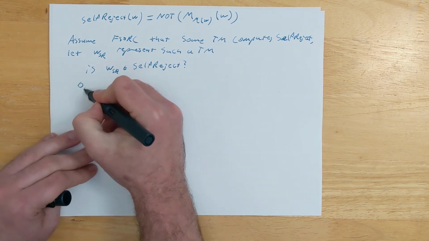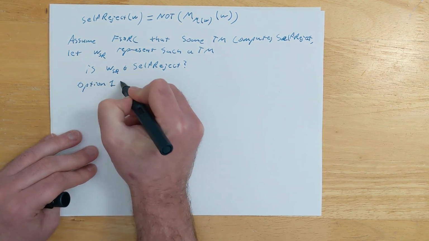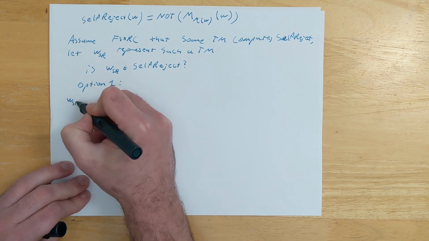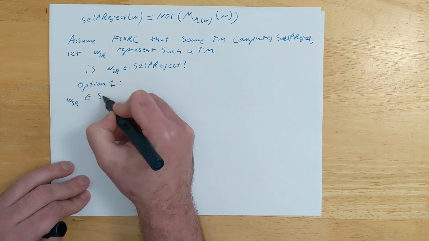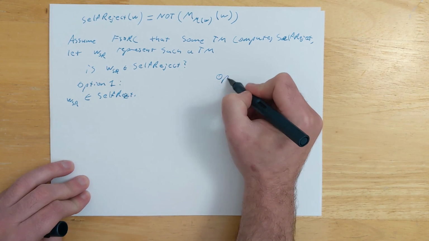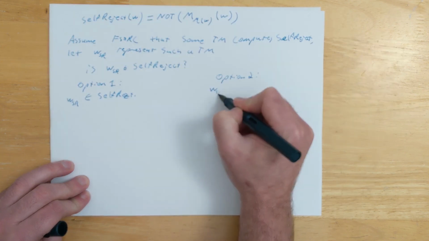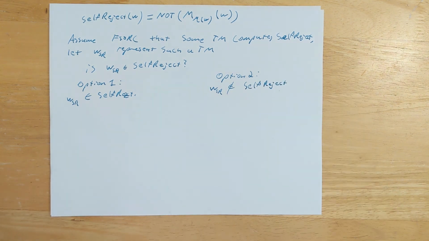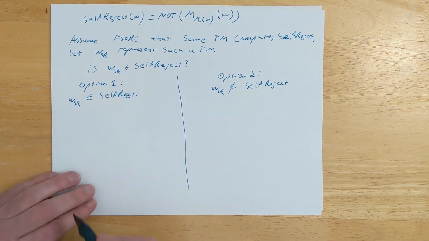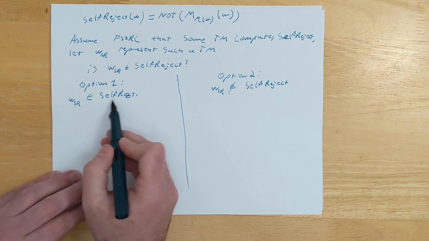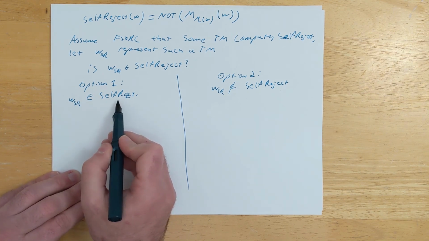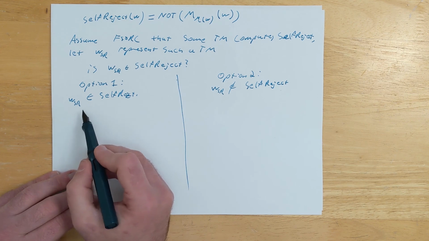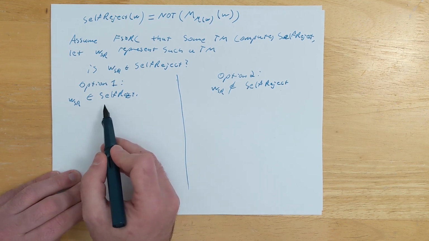Let's try to figure out what the answer should be. There are two options. Option 1 is that WSR does belong to self-reject. Option 2 is that WSR does not belong to self-reject. Let's consider each of these in turn. Option 1: W does belong to self-reject. The definition of self-reject was the set of all strings that, when considered as a Turing machine, reject themselves as input.